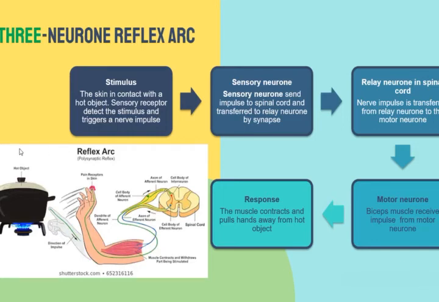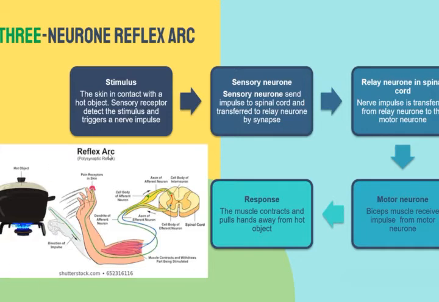Okay, so this is an example of the 3 neuron reflex arch. Again, what is a reflex arch? It is referred to the pathway that is involved in the reflex action. For this one, it involves 3 types of neuron. They are sensory neuron, relay neuron, and also motor neuron.